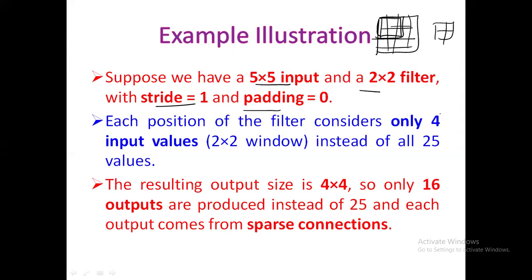Then it slides one step to the right and performs the same operation on the next 2 cross 2 region. At each step, only the 2 cross 2 window of input values is used, ignoring the rest of the 5 cross 5 image. Because the filter slides across the input 4 positions horizontally and 4 positions vertically, the output becomes 4 cross 4. This example clearly shows how each output is influenced by only 4 values, that is 2 cross 2, rather than all 25 values in the input.